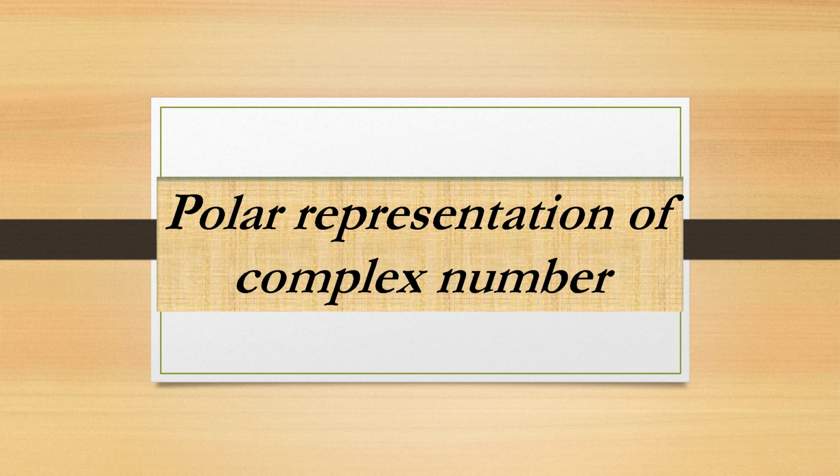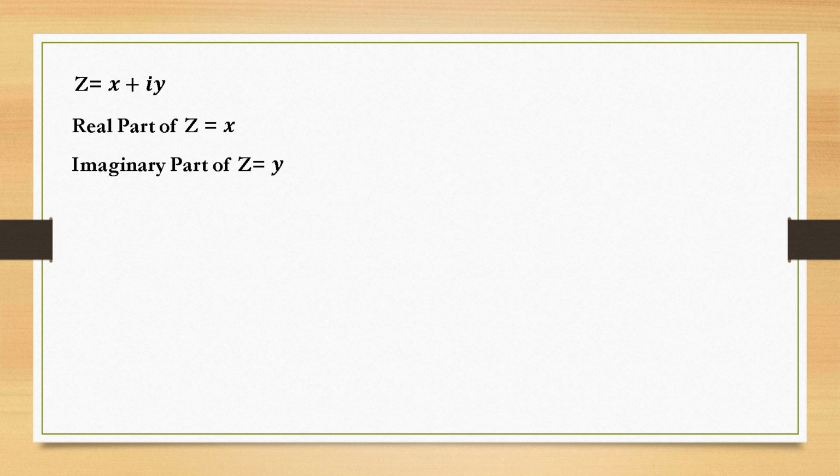So in this video, we are going to discuss the polar representation of complex numbers. Let's say the given complex number is z equals x plus iota y. So what is the real part of this? The real part is x and the imaginary part is y.